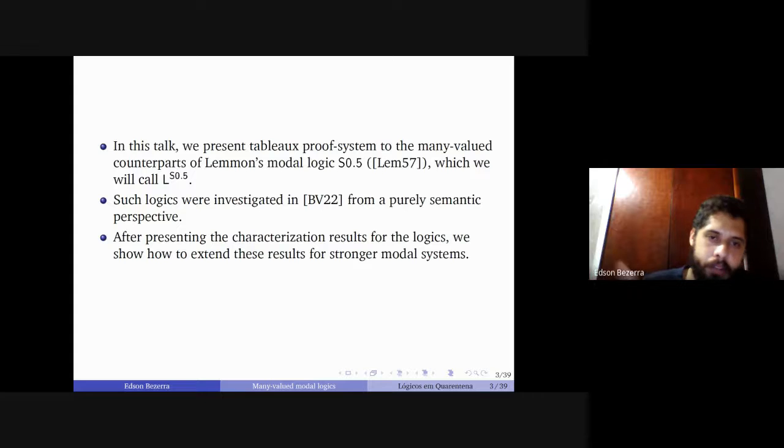I will present characterization results for these logics, and then I show how to strengthen the results for stronger modal systems. Also, many valued counterparts of normal modal logics.